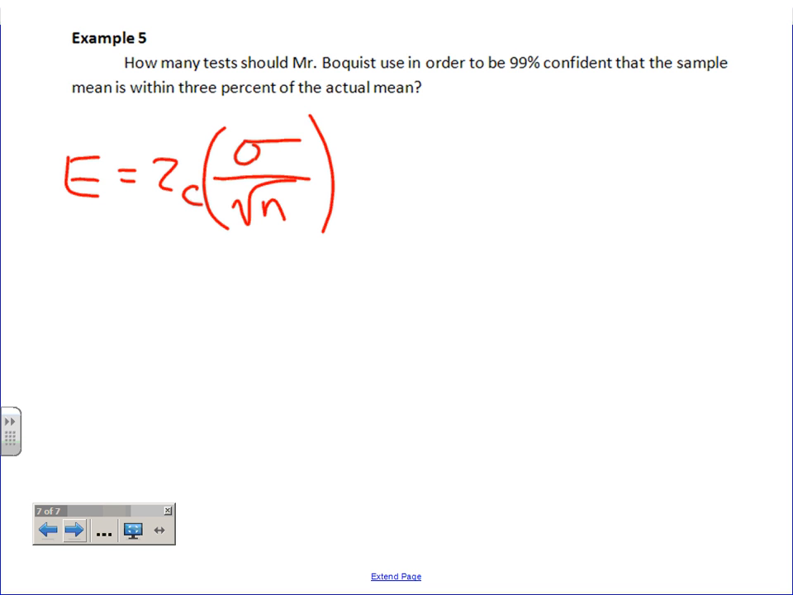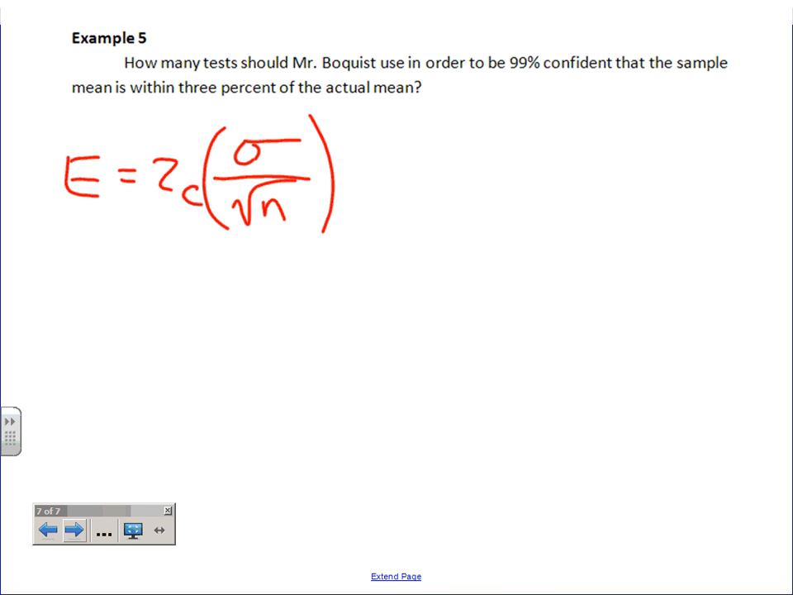And look how trapped that thing is. It's way in there because I want to know the number of tests, how big my sample should have been to actually get within 3% and be 99% confident. Do you think it's going to be more than 30 or less? Do you think it'll be considerably more than 30? Well, we'll find out. So can anybody tell me what any of this should be?